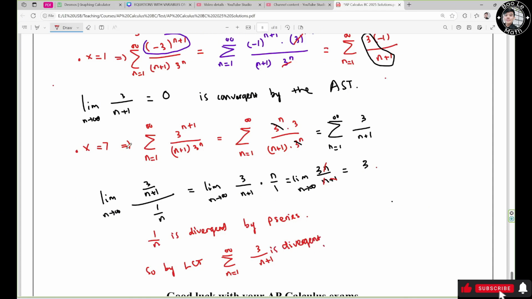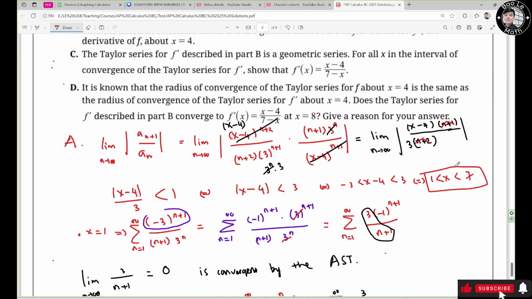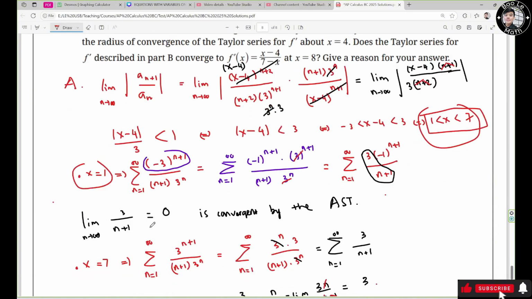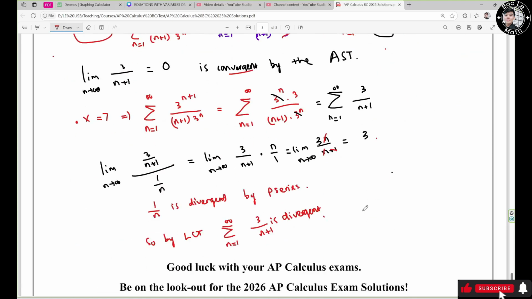Then you're not going to include s equals 7, right? So we're going to combine the condition right here and s equals 1 right here, right? Because it's convergent. So finally, we have the answer: 1 less than or equal to s less than 7, right? B.